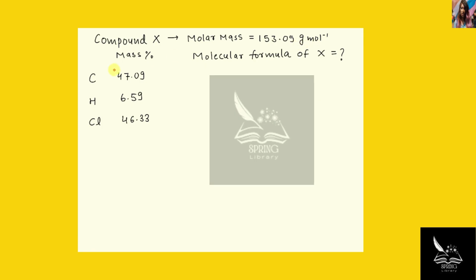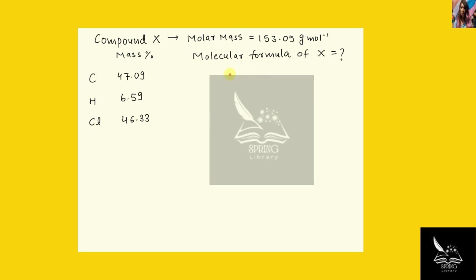Hi, in this question we are given compound X that has molar mass 153.05 gram per mole. It consists of carbon, hydrogen and chlorine atoms. The mass percent of carbon is 47.09%, hydrogen is 6.59% and chlorine is 46.33%. We are asked to find out the molecular formula of compound X here.